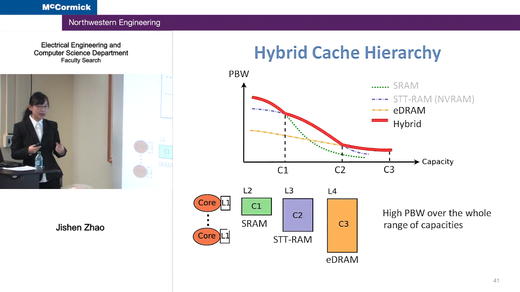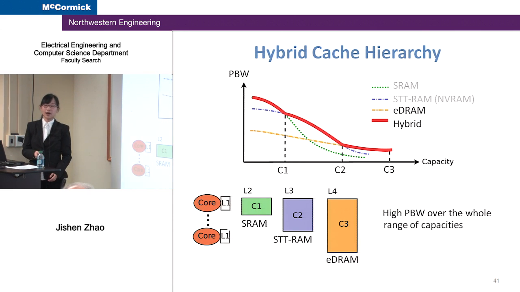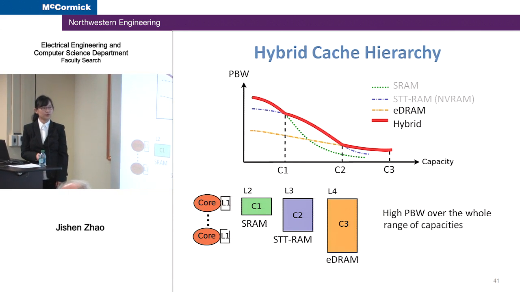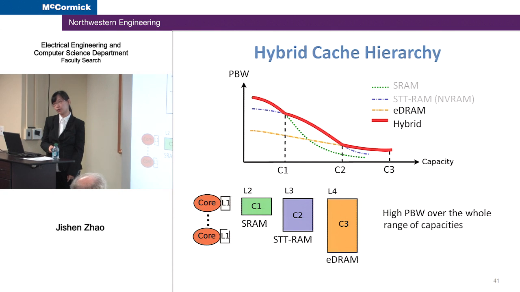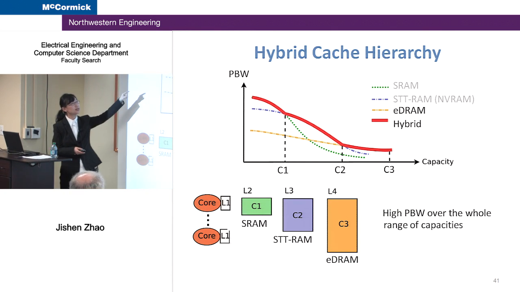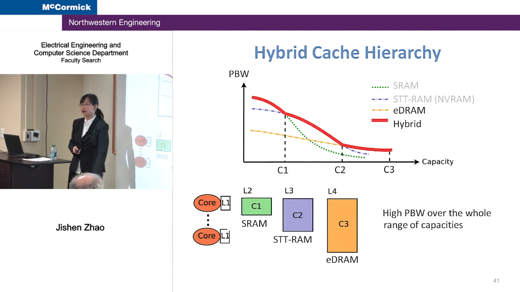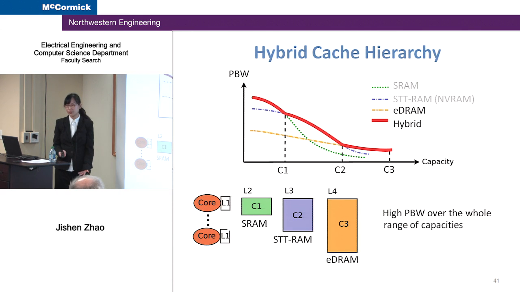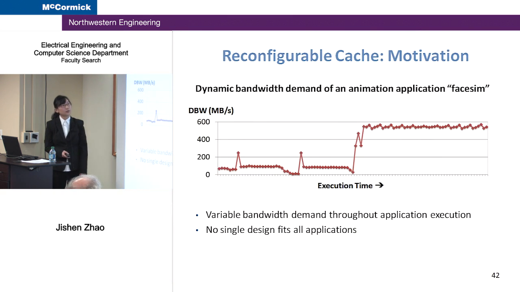As a result, we get a cache hierarchy that provides high bandwidth over the whole capacity range, as shown by this thick red line, called the hybrid memory provided bandwidth curve. So this is our basic hybrid cache hierarchy design. What we also find is that different applications have a variable bandwidth demand throughout their execution.